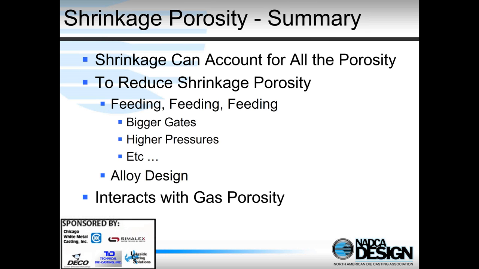So what have we learned? We've learned that shrinkage can account for all the porosity we see in traditional die castings. So therefore, clearly we need to consider shrinkage when we're looking at designing a die casting. And if we want to minimize shrinkage porosity, we need to feed more liquid into the casting to provide more liquid to feed the shrinkage porosity.